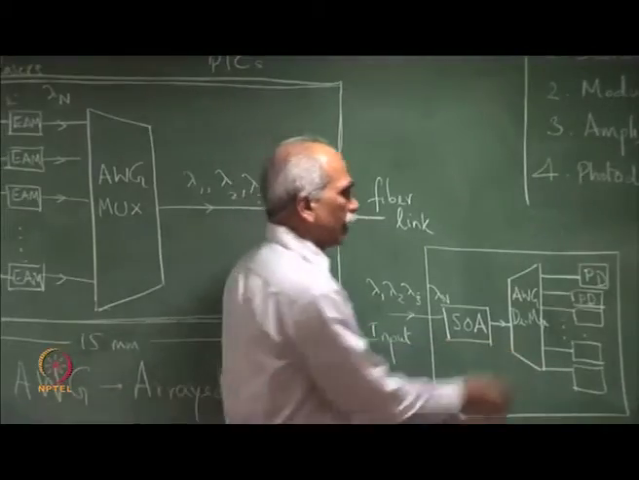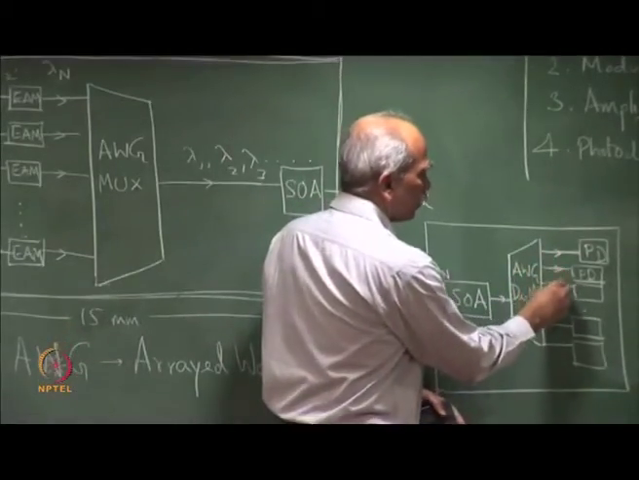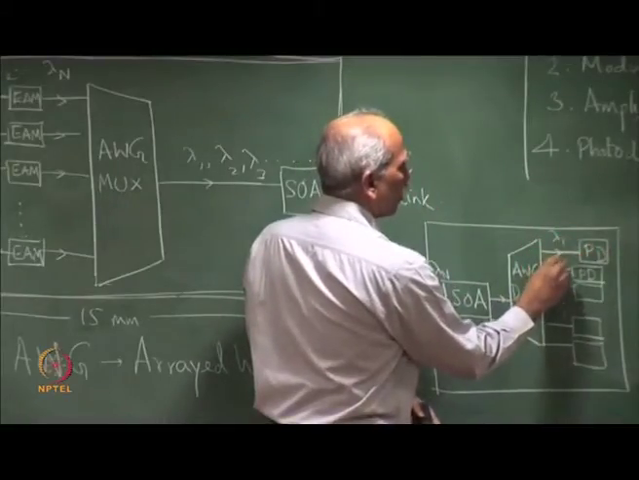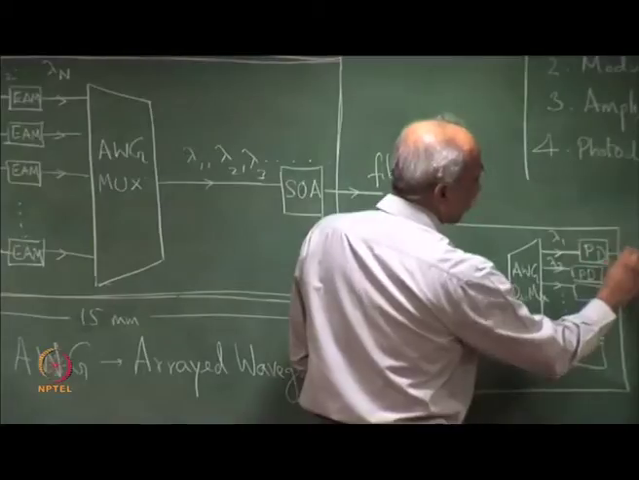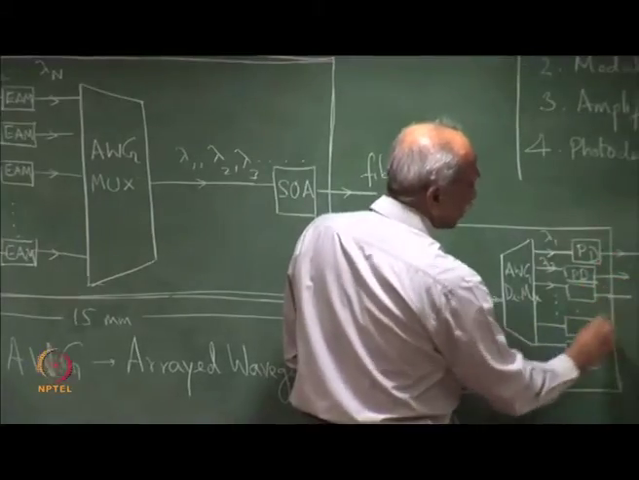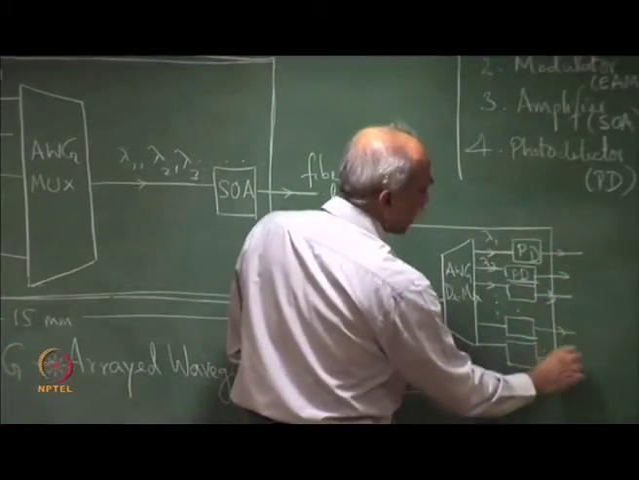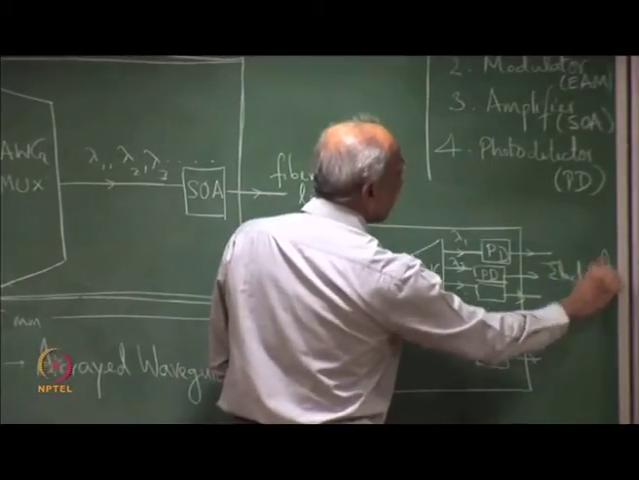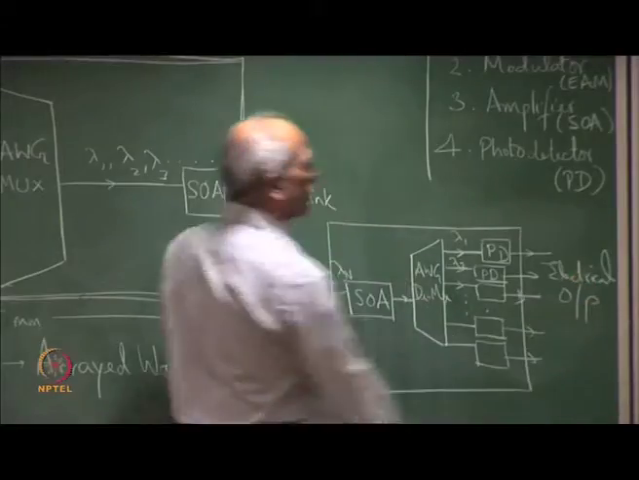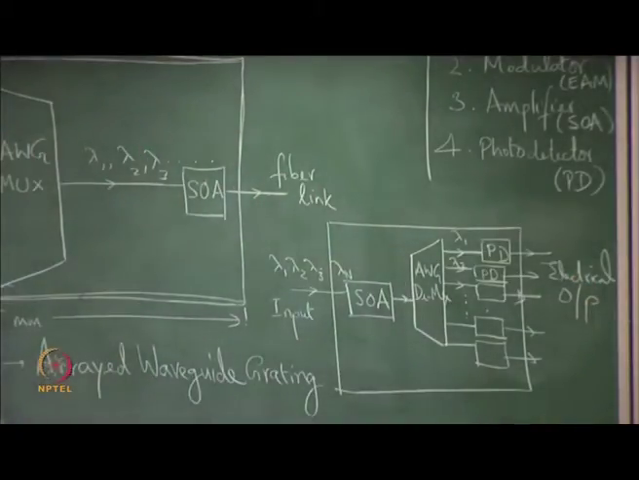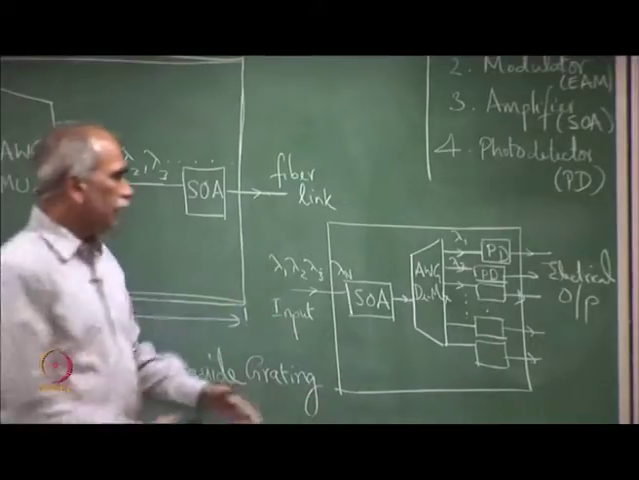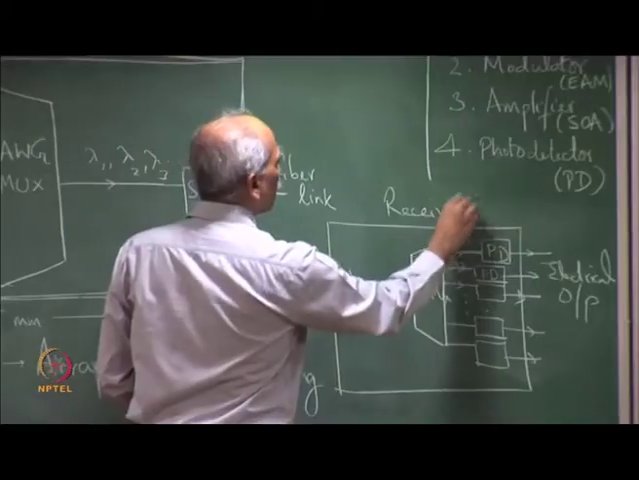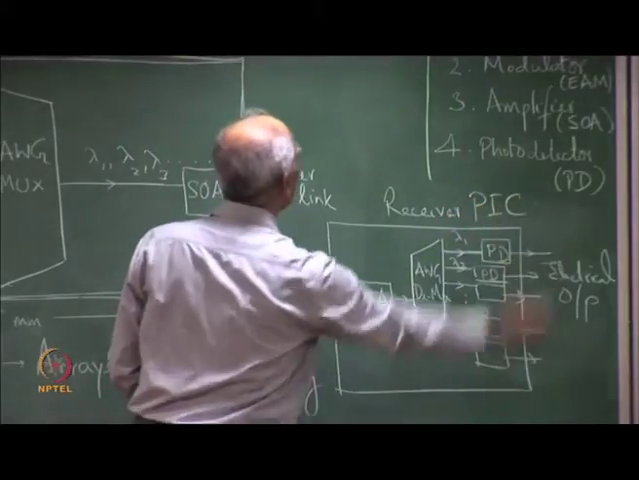AWG demux, and the different wavelengths are then sent to high speed photodetectors. These are high speed photodetectors, lambda 1, lambda 2. The output of the photodetector of course will be electrical here. This goes to further electronic circuitry. So, electrical output for further processing. So, this is a receiver PIC or PIC receiver.